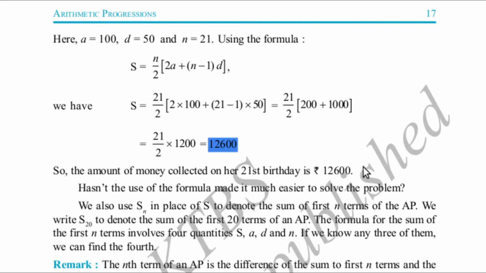We don't have to add from the first year to the 21st year. Instead, we can use this simple equation to find the sum of n terms in an arithmetic progression.